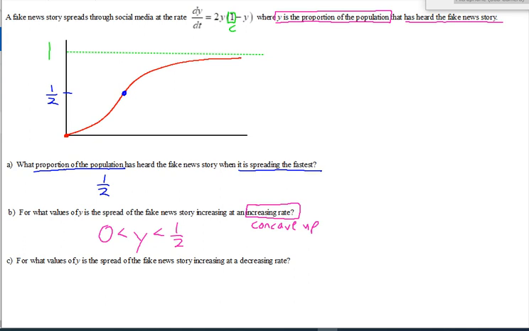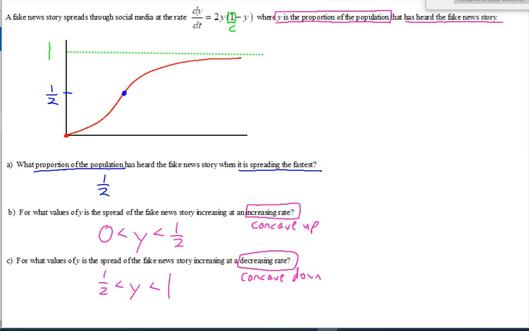And then what values of y is the spread of the fake news story increasing at a decreasing rate? Well, decreasing rate is another way of saying it's concave down, shaped like a frown. Because when it's concave down, you can see the rate or slope is decreasing, even though the overall function is still increasing. So that would occur when y is between 1/2 and 1.